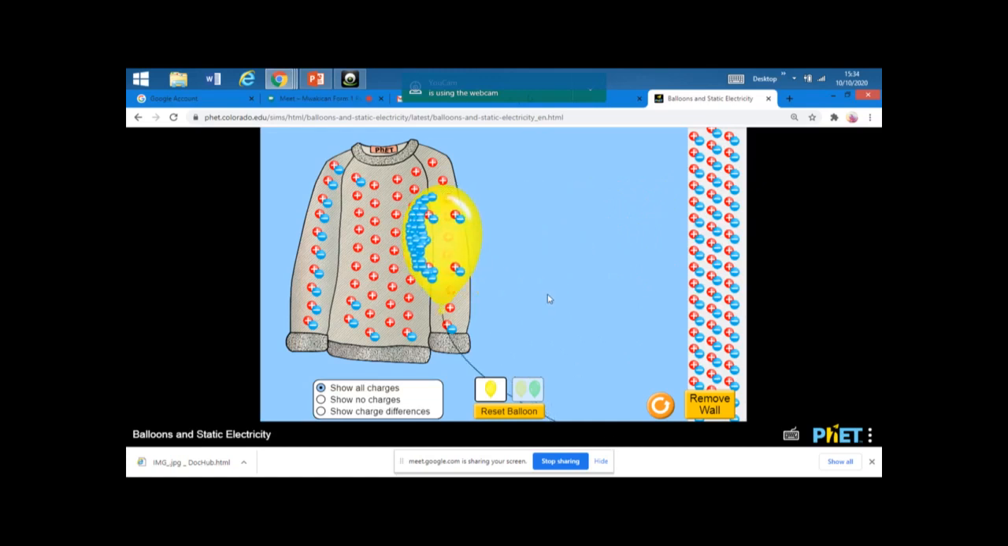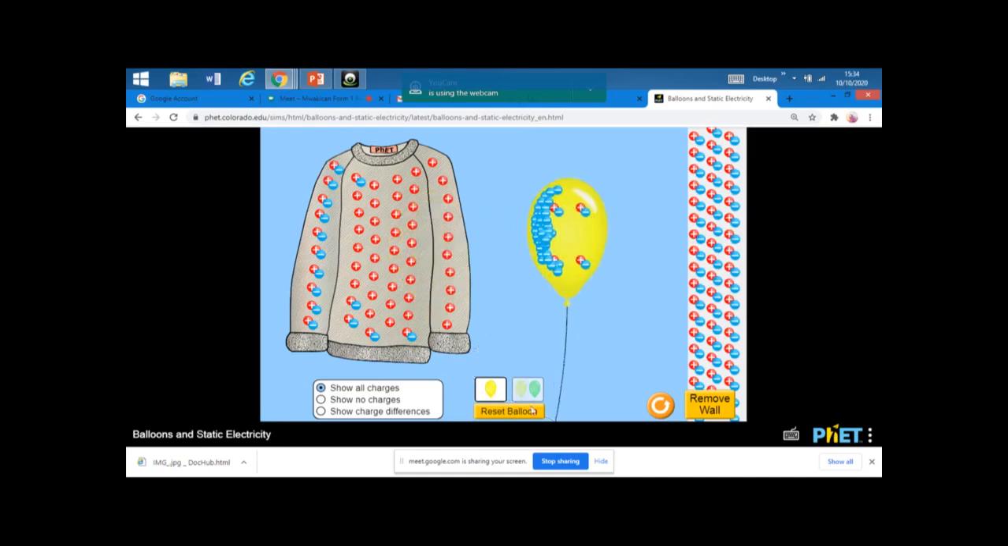And look at what happens to the balloon when I leave it in the air. In which direction is it moving? To the sweater. Why is that happening? It's attracting. The positive charges from the sweater are attracting the negative charges from the balloon. That is why the balloon is sticking onto the sweater.